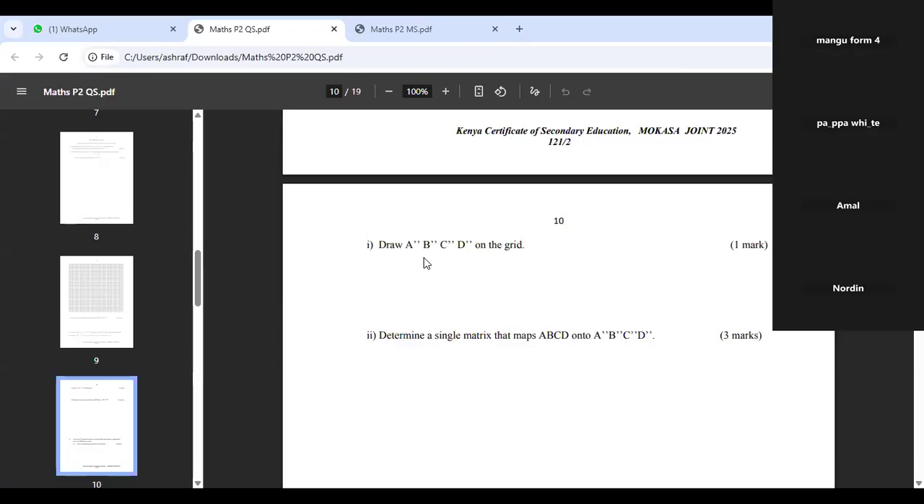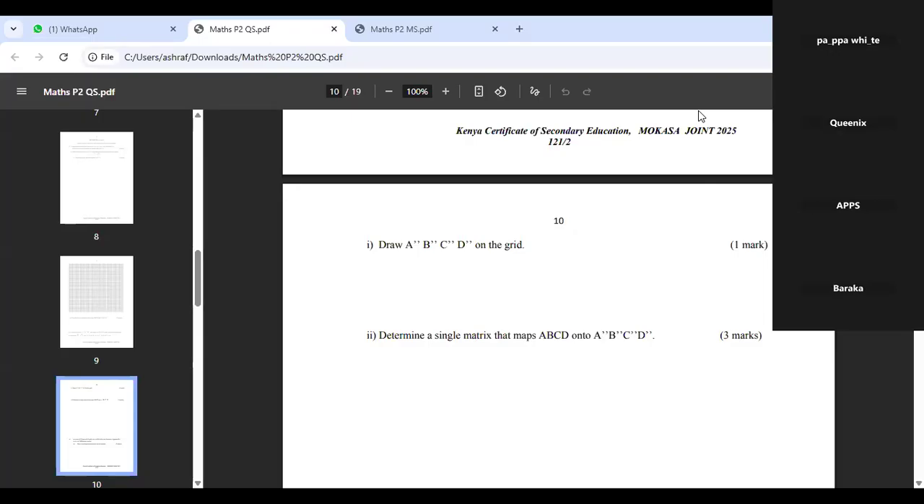How do you get the matrix of transformation? Anyone to try? Anyone? Yes, Papa? Unmute yourself. Can you see that you're going to multiply the objects and the image to get the transformation matrix? Good trial, but not correct. Phoenix, try.